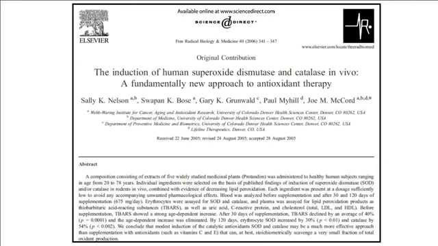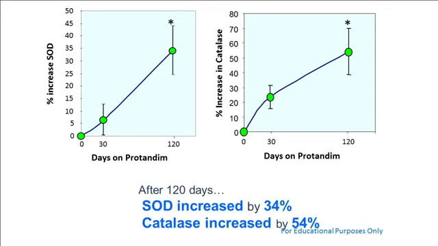This was the first study that was published with Protandim, and in this particular study, they showed a couple of things. First, superoxide dismutase increased by 34% after 120 days, and they had to do it for 120 days in the study because they were measuring it in blood cells, and the blood cells turn over every 120 days, so you had to wait for a complete cycle to pass to measure it. And catalase increased by 54%.